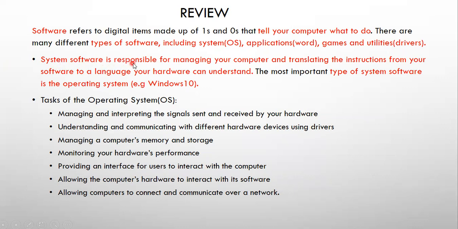System software is responsible for managing your computer and translating the instructions from your software to a language your hardware can understand. The most important type of system software is the operating system. For example, Windows 10 that we're using at school. Tasks of the operating system. One, it manages and interprets signals sent and received by hardware.